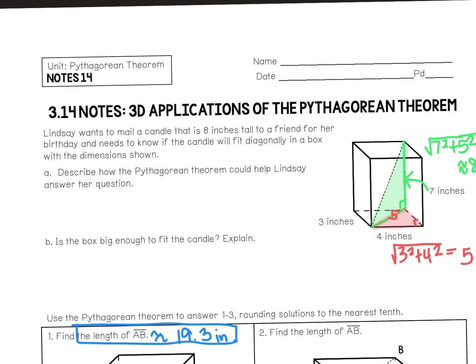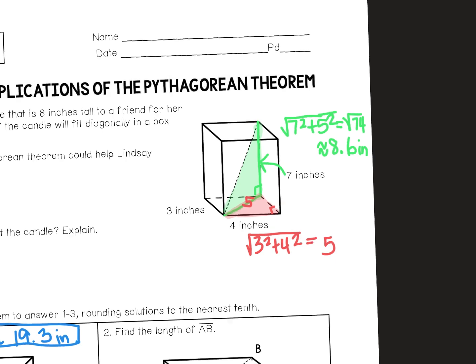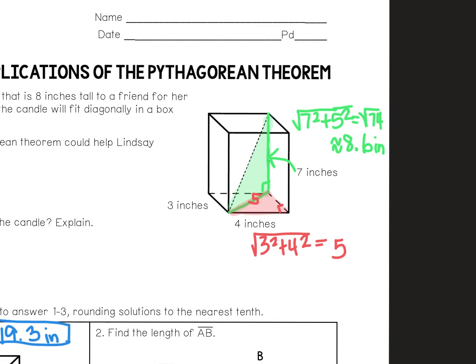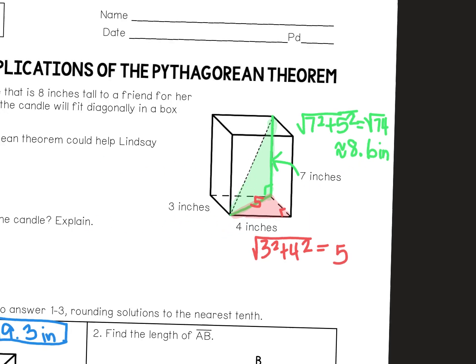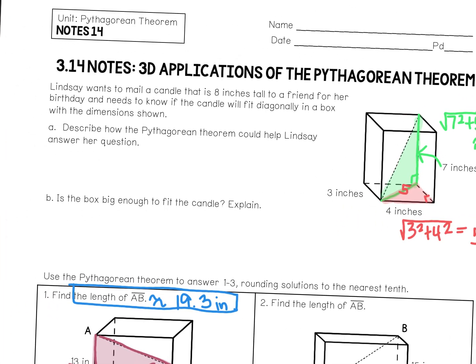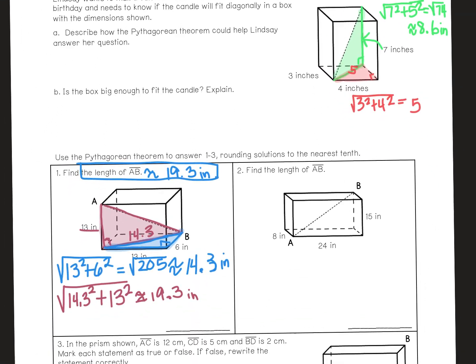I went ahead and did this one, worked it out, and first you have to find, like I said, the base diagonal. So I did 3 squared plus 4 squared, square root of, and it's 5. So this is 5 inches. Now I have a base for my green triangle. So it's 7 squared plus 5 squared, square root of. It's radical 74 is its exact amount, approximately 8.6 inches. So her 8-inch candle will fit because it could lay across easily. It could make it across the diagonal and with some room to spare.